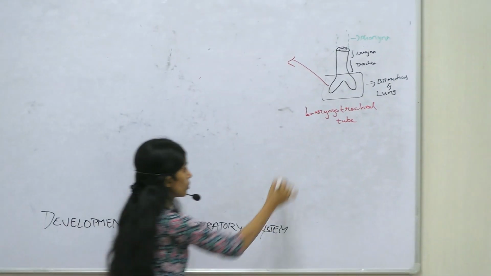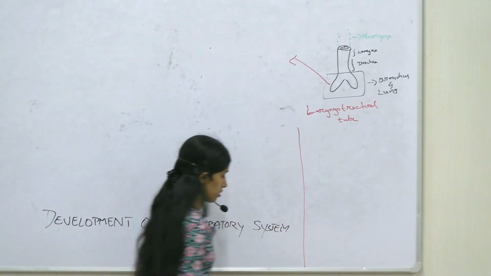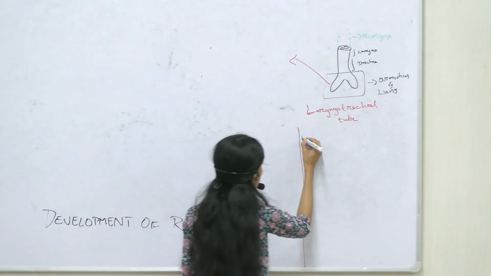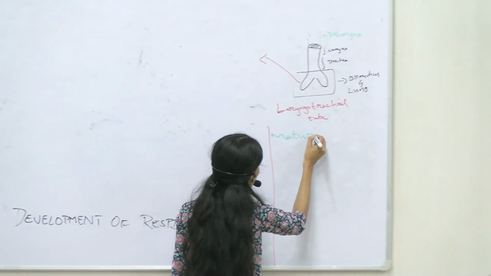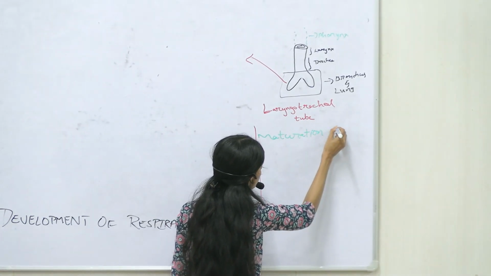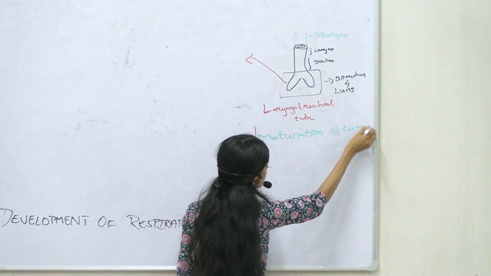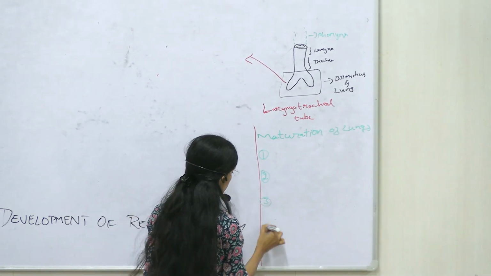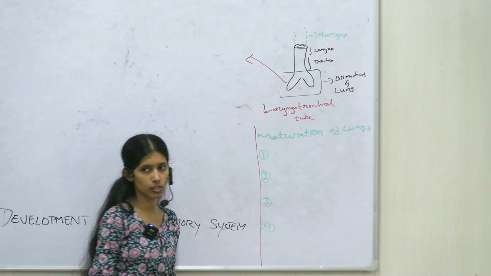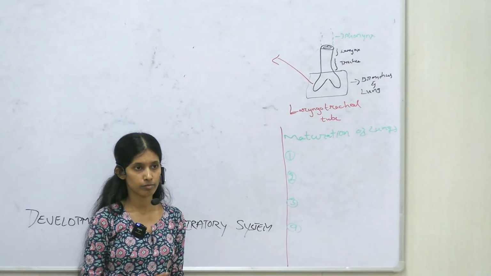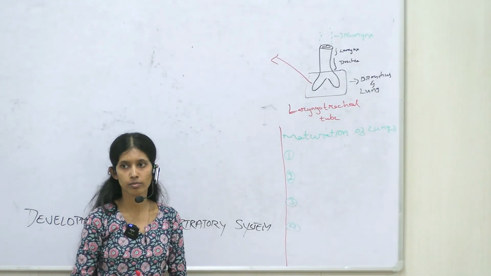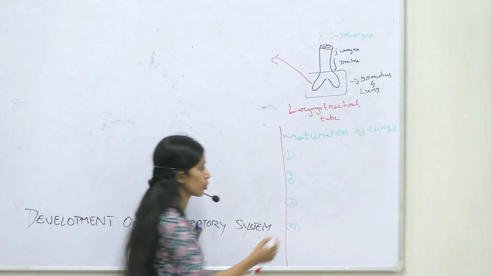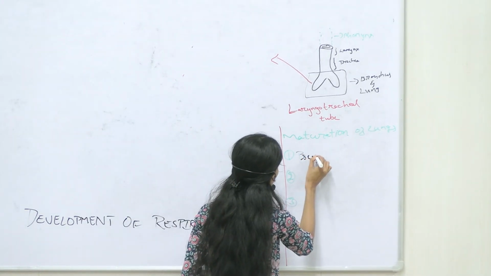Okay. Now to see the development of your bronchus and lung part, we have an important event called maturation of lungs. The very first, there are 4 stages. The very first stage is called, what is the first stage? Pseudoglandular stage.